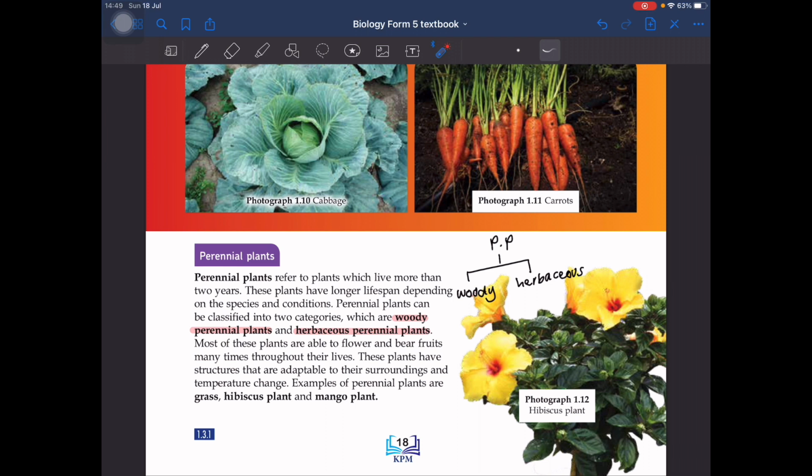So most of these are able to flower. So they are flowering plants, most of it, and bear fruits many times throughout their lives. So when you have a tree, right, for example, a fruit tree, and it's planted one time, and then you hear, oh, it's in season, it's flowering, and then it's bearing fruit, but then you don't need to cut it off because it's still alive for the next year, and the next year it goes for about 5, maybe 8, sometimes even longer than that.